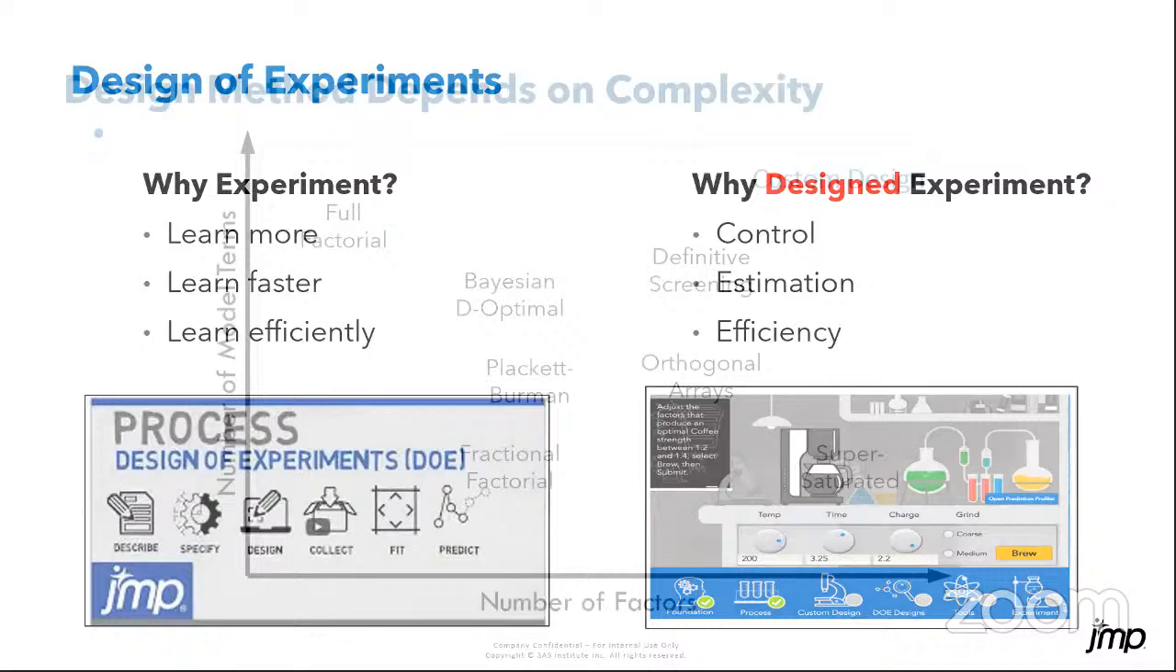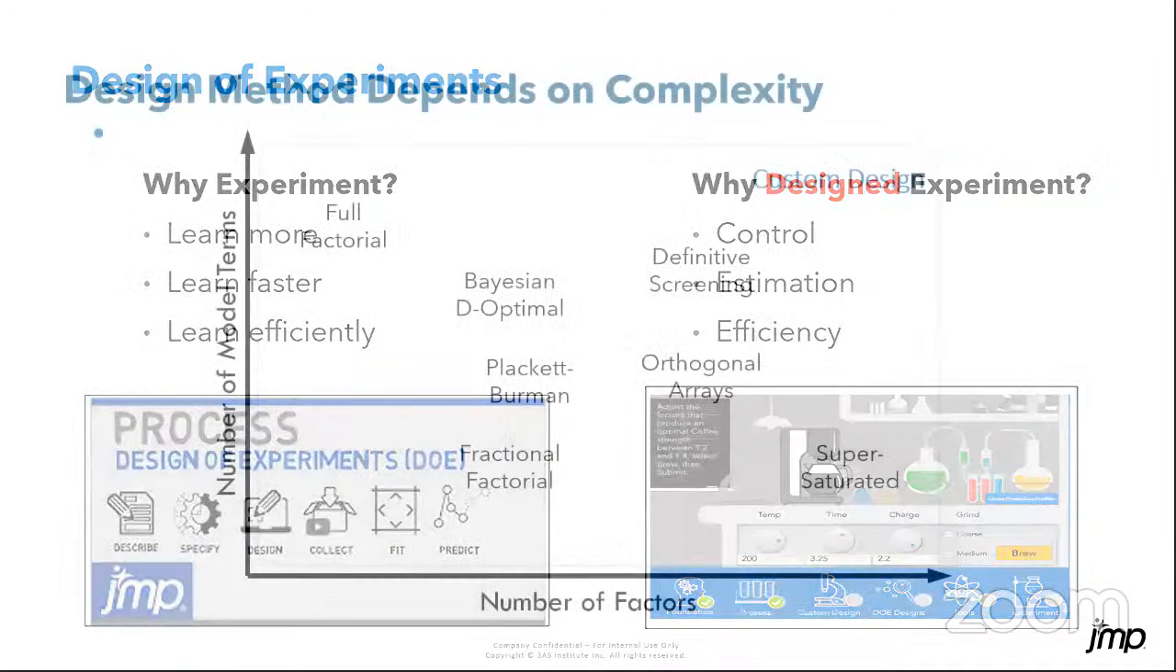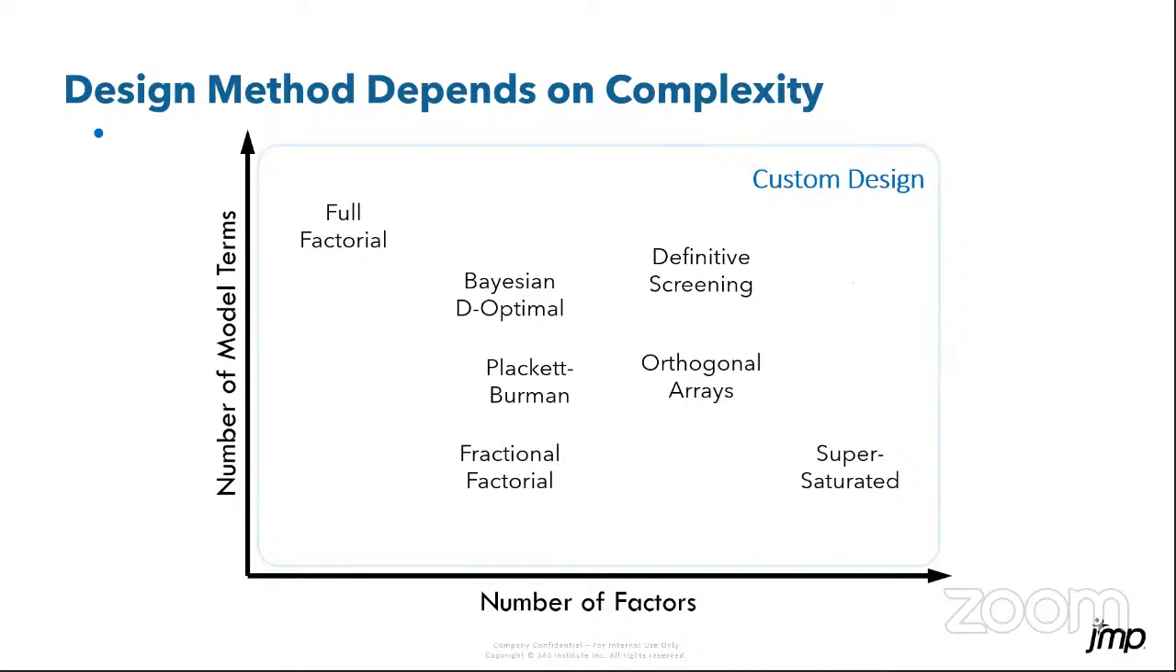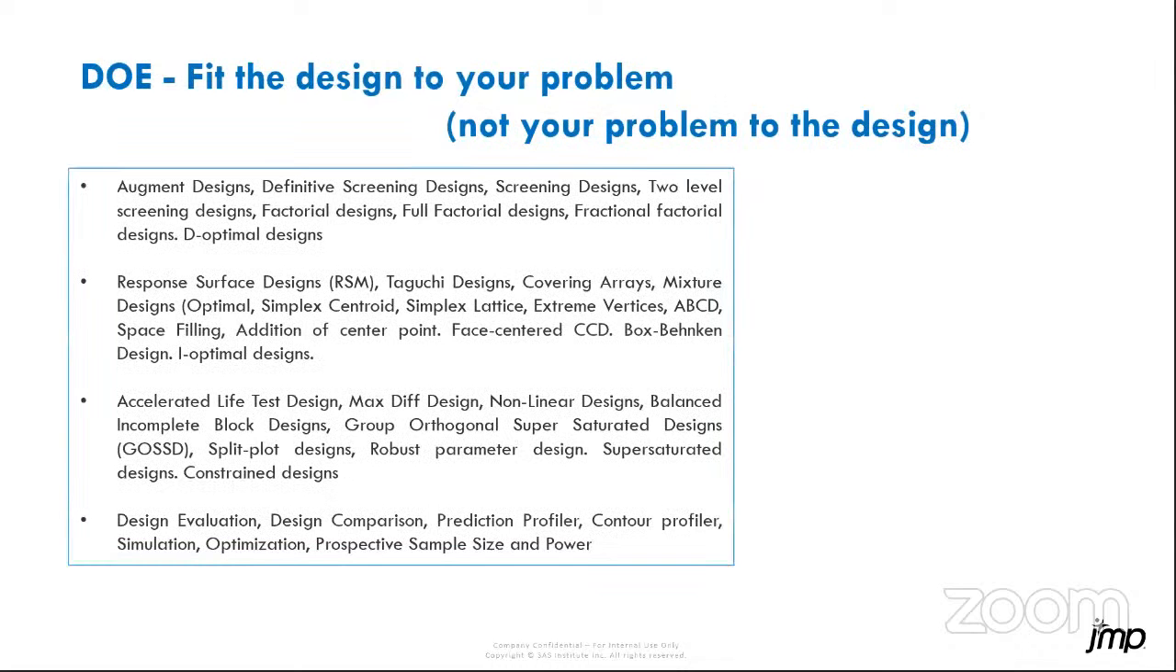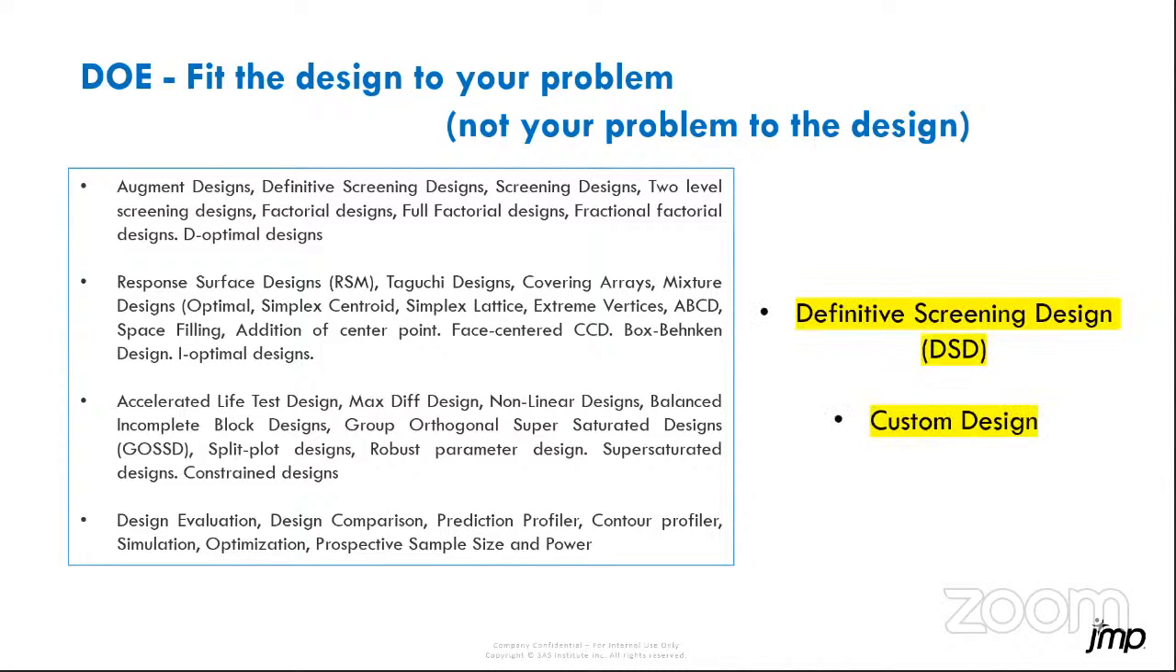So, design methods depend on complexity, the number of model terms or number of factors. A lot of designs are available: full factorial, screening design, Plackett-Burman, fractional factorial, orthogonal, supersaturated, definitive screening. All these things are in JMP. JMP has all the classical designs available, be it your full factorial or Box-Behnken. What is special in JMP is two important designs which are extensively used in research and industry, called definitive screening design and custom design.